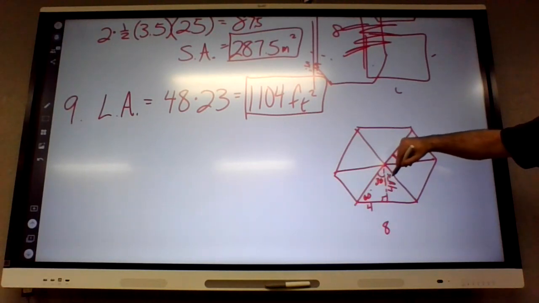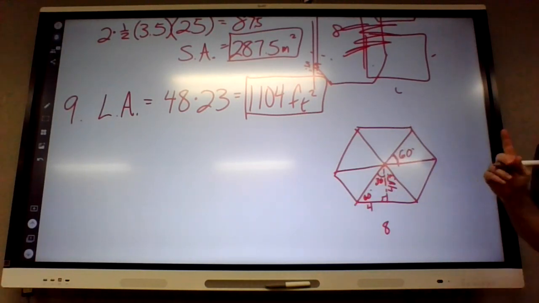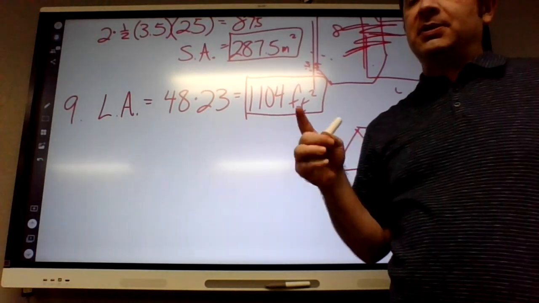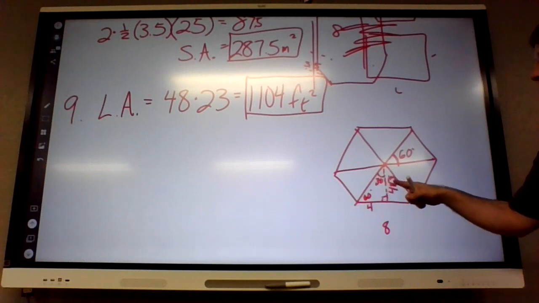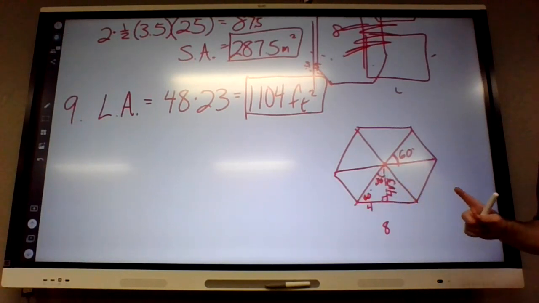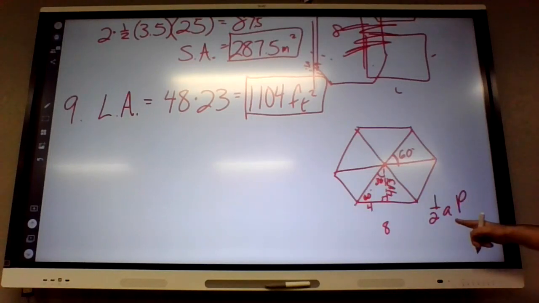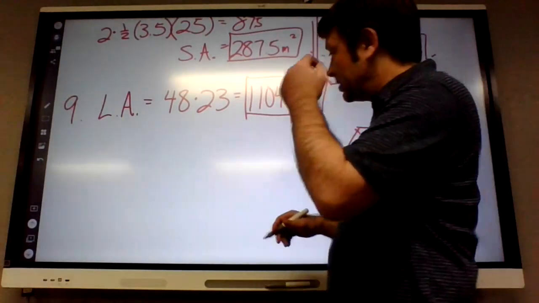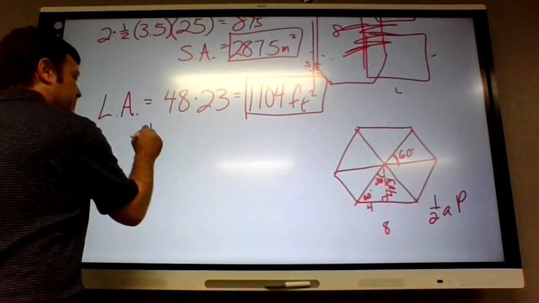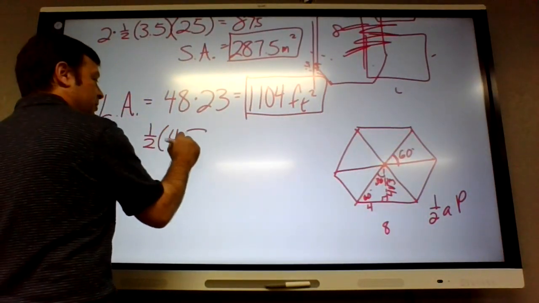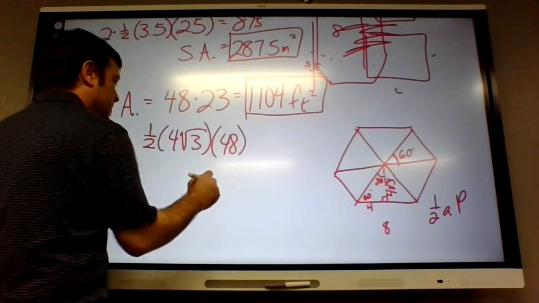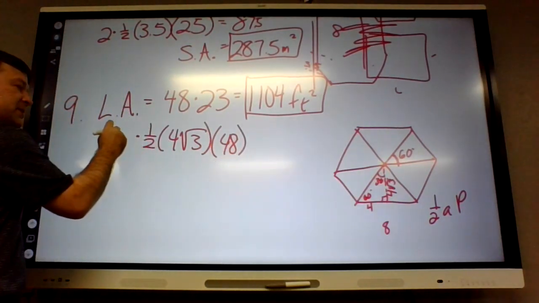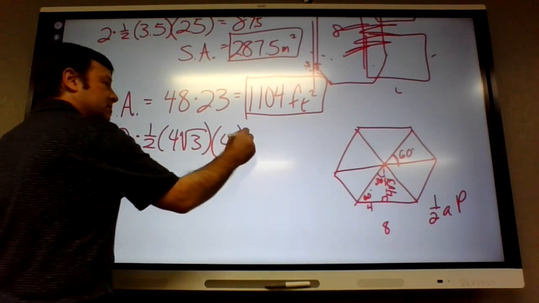Now the good news is that trick is only needed on number 6 and number 9, so we've kind of handled it already. So 4 square root of 3 is the apothem. Remember, I'm doing 1/2 times 4 square root of 3 times the perimeter, 48. But since there are 2 bases, I need to multiply that times 2.